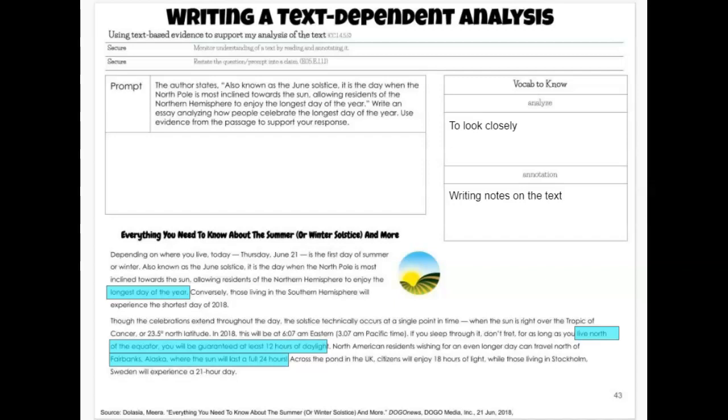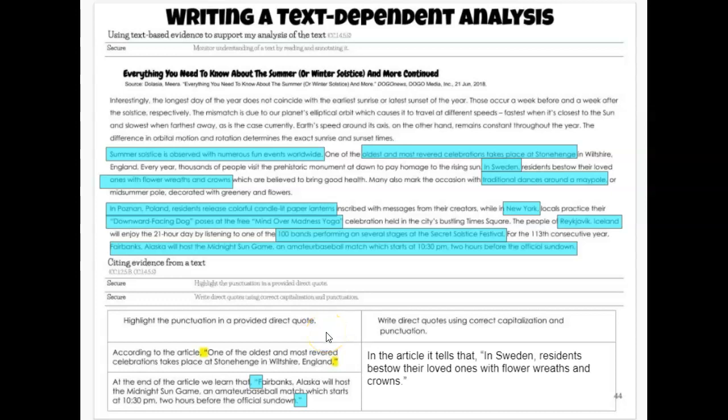So here's our second day of looking at writing a text-dependent analysis. We have already read the article, and when we read the article, we were annotating things that went to this prompt. So things that were in the text that supported what our answer would be in the prompt. And then these direct quotations, when we were citing evidence from the text, they also support what the prompt is. And so we were taking a look at how do we use phrases like "according to the article," "at the end of the article," "in the article it tells," those phrases that let us know, and then also the punctuation of using quotation marks to set off anything that's from the article.